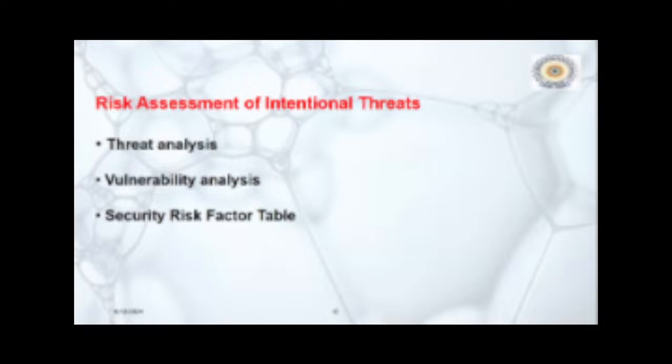And then there is a vulnerability analysis, where we try to find out the scenarios. Maybe we will brainstorm with a group of people, as we do in PHA, and try to find out the credible scenarios. If we have 4 or 5 scenarios, then we can prioritize them and look at the more risky or more credible scenarios. Vulnerability analysis will tell us how to do that. And there is a security risk factor table. This is a pre-screening tool that allows us to find out the current security risk status of a given facility.